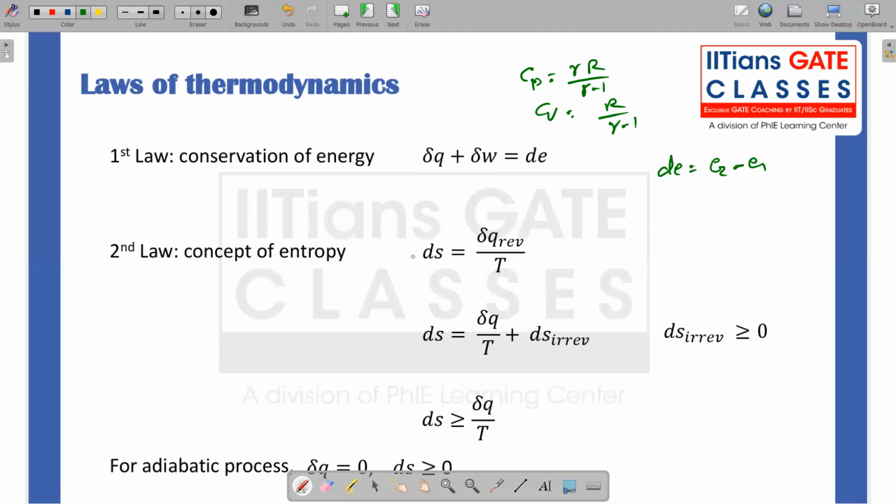So then we have the second law of thermodynamics. Why in the first place do we need a second law of thermodynamics? Because the first law of thermodynamics only guarantees the conservation of energy, but it doesn't speak about the direction in which the process has to take place.